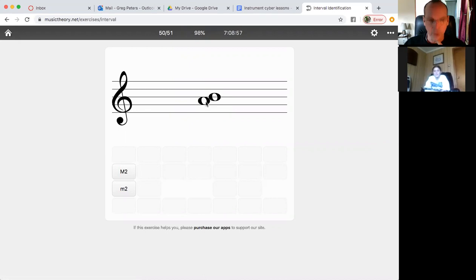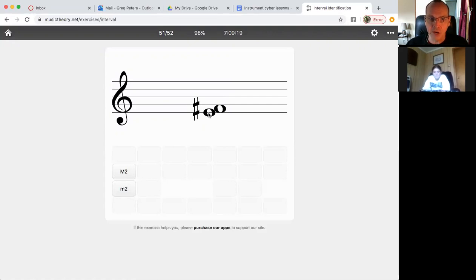Whole step. Good. And then we call a whole step a major second or a minor second? Major. Correct. So this is a major second. Now, ignore the sign first. Don't look at the sign yet.